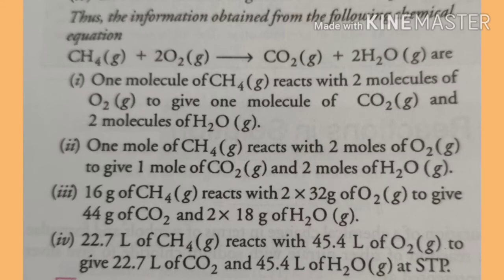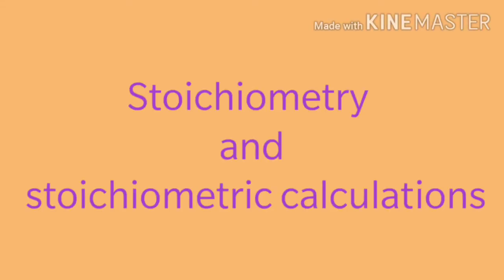Now the next is, 22.4 liter of methane reacts with 44.8 liter of oxygen to give 22.4 liter of carbon dioxide and 44.8 liter of water at STP. STP means at 273 Kelvin and 1 bar pressure.